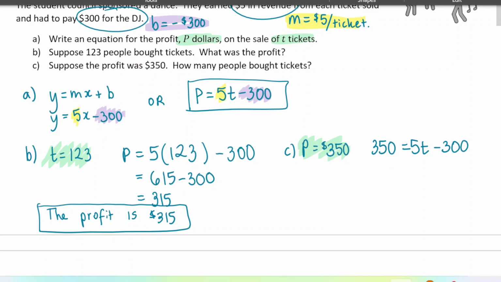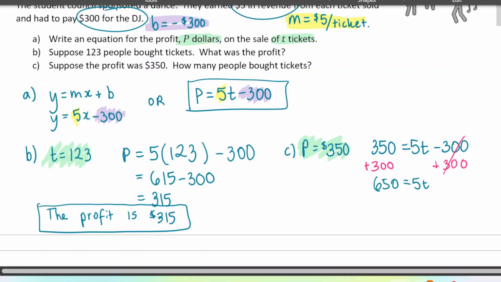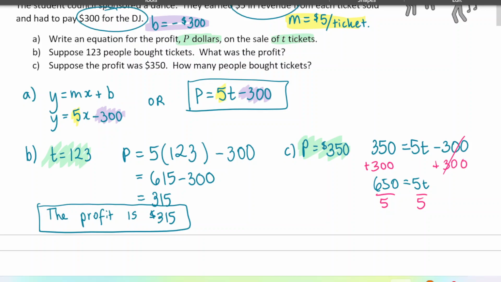So here I have to use some opposite operations and some algebra to solve for the T. So first I'm going to get rid of the 300 here by adding 300 to both sides, and I'll get 650 equals 5t. And then I'm going to divide by 5 and find that 130 equals t. So 130 tickets were sold. I'll just box that answer in.